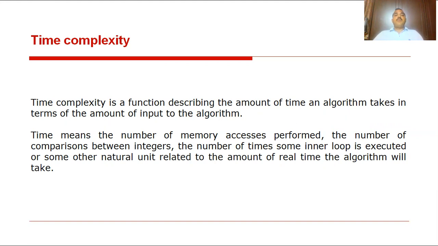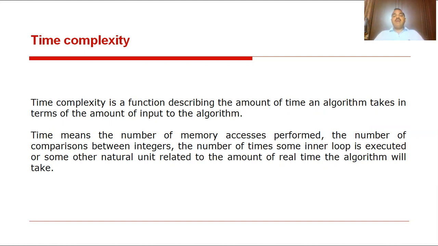Time means the number of memory accesses performed, the number of comparisons between integers, the number of times some inner loop is executed, or some other natural units related to the amount of real time the algorithm will take. For example, I want to display natural numbers from 1 to n. I want to write a C program. For example, for i = 1, i <= n, i++, display the i value, then increment the i value by 1, then repeat the loop.